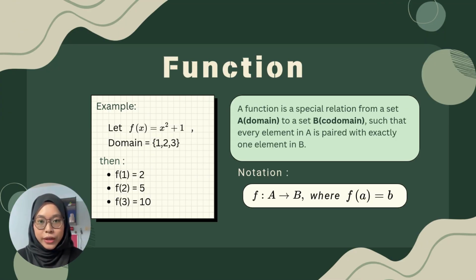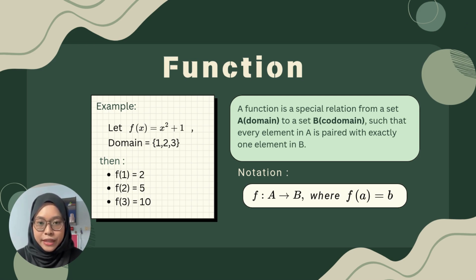First and foremost, what is a function? A function is a special type of relation from set A, called the domain, to a set B, called the codomain, such that every element in A is assigned exactly one element in B. In other words, for each input, there is only one output.